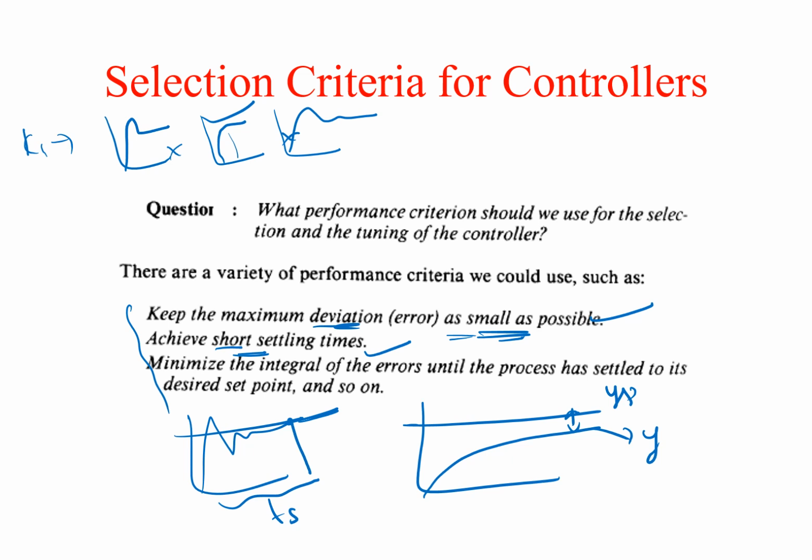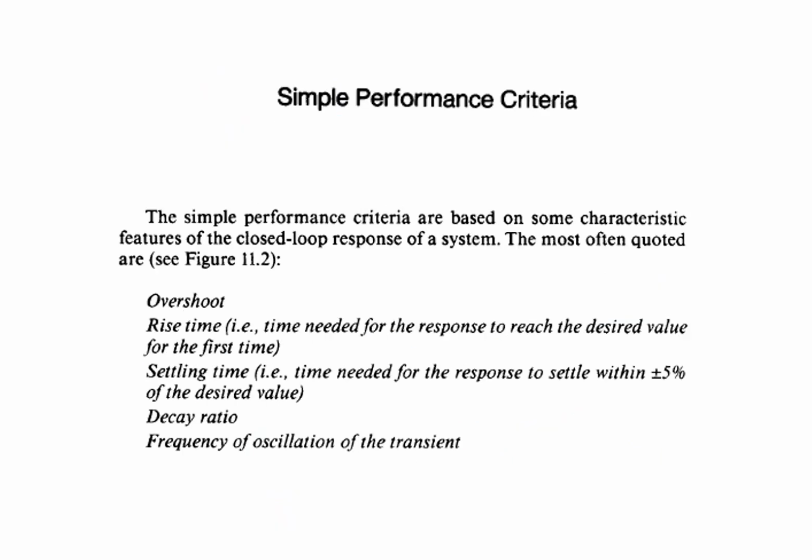Then minimize the integral of errors. We have seen ISE and IAE and ITAE. So these are the integral of the errors. Okay, so these are the criteria. Then some more criteria is overshoot. So this is the input, the system will move like this. So this is the overshoot. Try to reduce the overshoot.